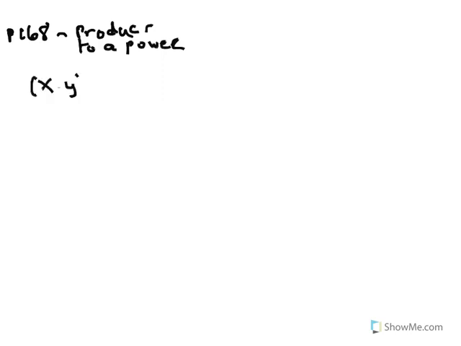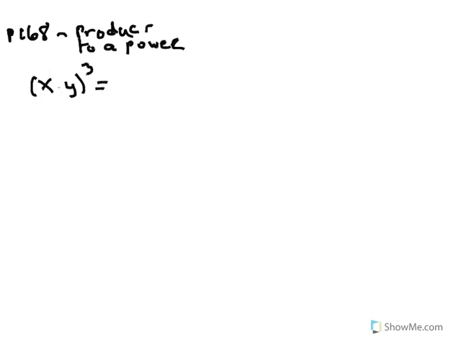So the properties that we're going to be working on right now, again, you should be working with your book on page 168, and we're going to be working with product to a power. Okay? So product to a power. The problem that the product to a power property is trying to simplify or resolve is when we have a product, for example, x times y, set to a particular power.